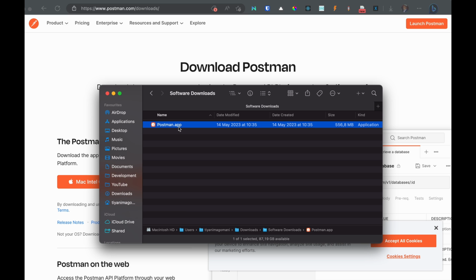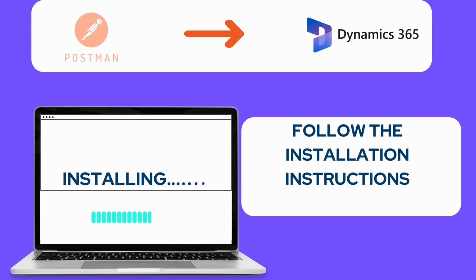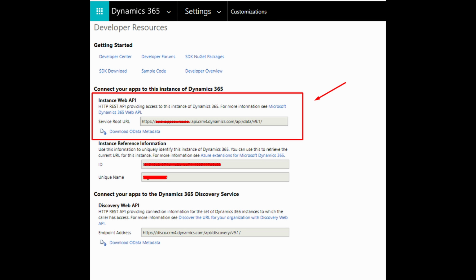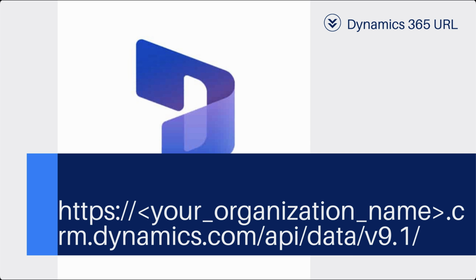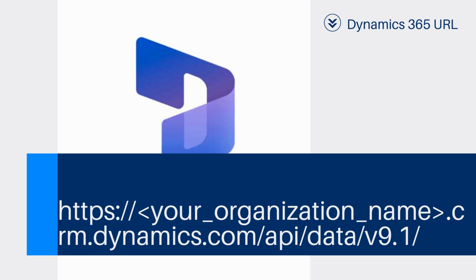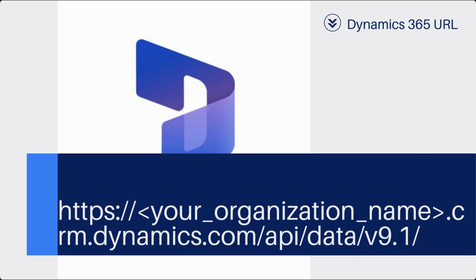Once you're done with the installation, now let's obtain the URL for your Dynamics 365 instance Web API. This URL will serve as an endpoint for our request. It usually follows this format. Make sure to replace your org_organization name with your actual organization name.